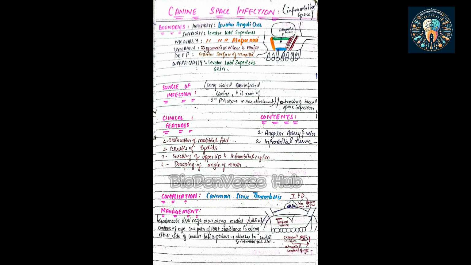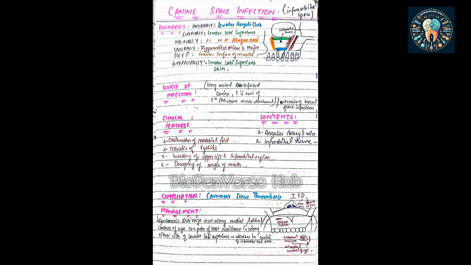So source of infection, basically from where the infection originated and has led to the involvement of the canine space. The canine space is also known as the infraorbital space. The source of infection involves a long-rooted infected canine or premolar, but for the premolar it is important that the root is above the attachment of the muscle. In that case it will lead to spread of infection into the canine space, or any extension of the buccal space infection can also involve the canine space.